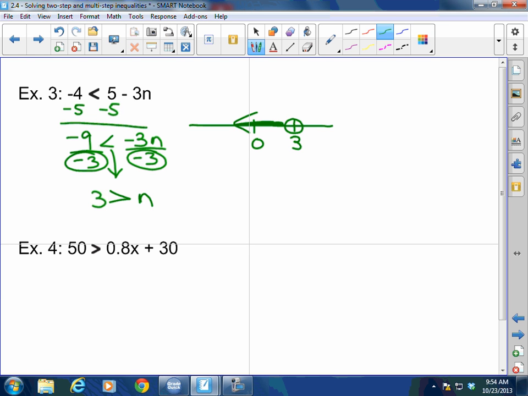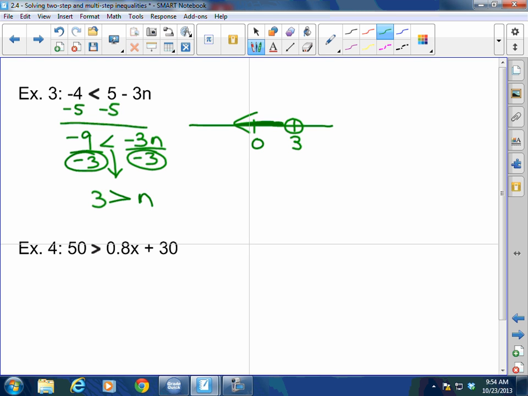Number 4. Yes, sir. Thank you. Remember, when you're subtracting 5, you don't change the sign because you're subtracting 5. You change the sign when you multiply or divide by a negative.